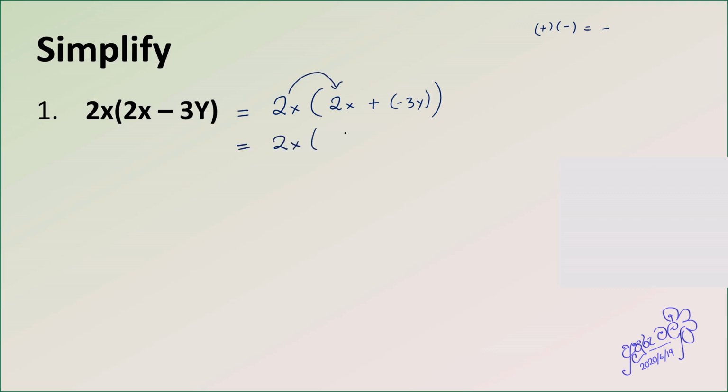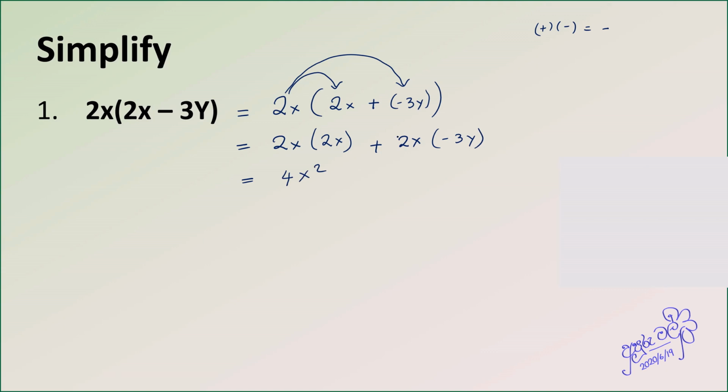Now we can start distributing the multiplication that we represent by this parenthesis. 2x multiplied by 2x, and then I need to add 2x multiplied by minus 3y. Now we can multiply these algebraic terms together. First we multiply the coefficients. 2 times 2 is 4, x times x is x squared.